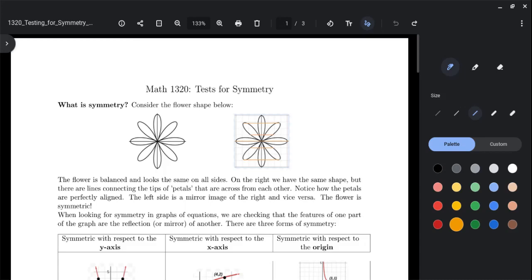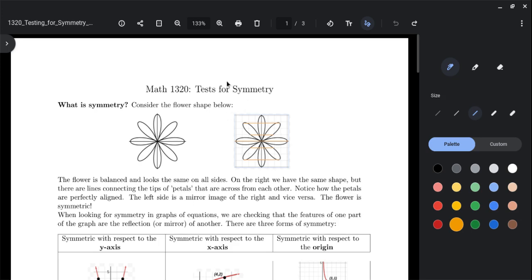Hi everyone. In this video, we're going to talk about different types of graph symmetries and how we can determine these symmetries when we're given an equation. So first thing is, what is symmetry? To answer this question, I'm going to provide you with an example.